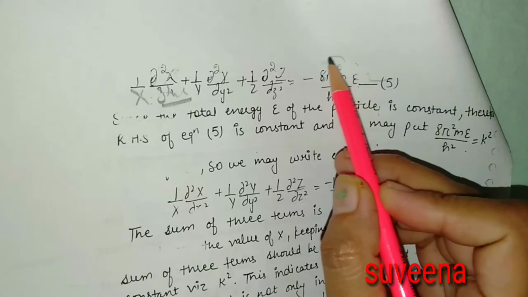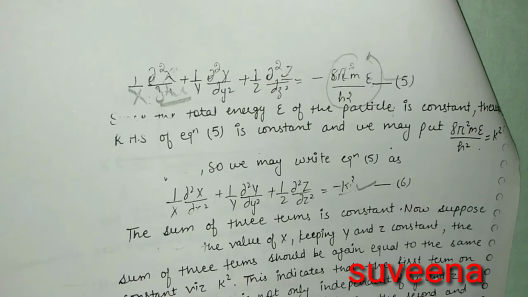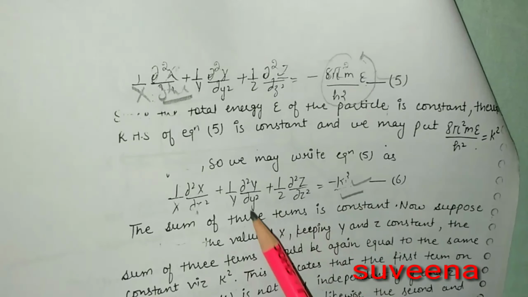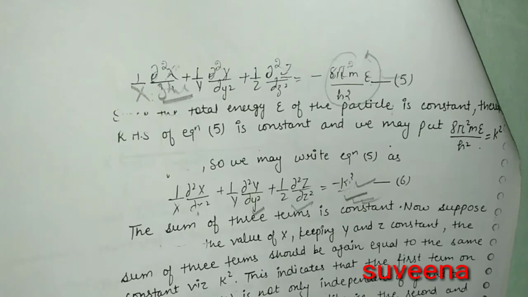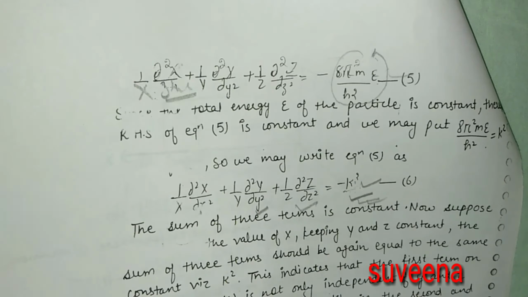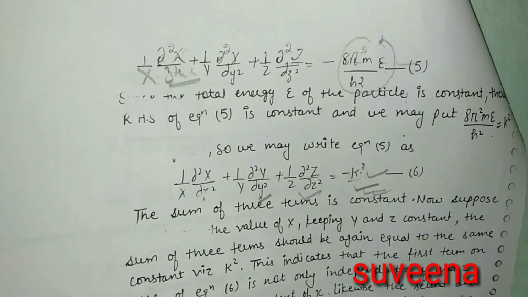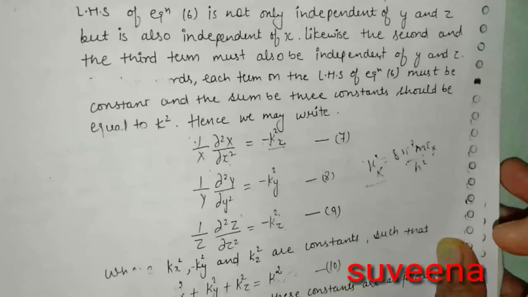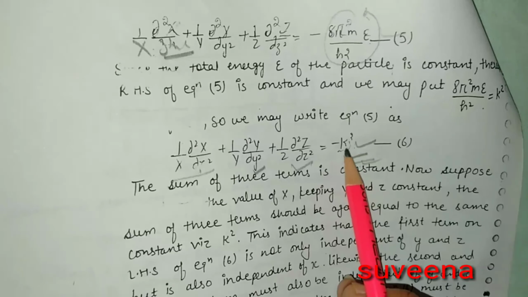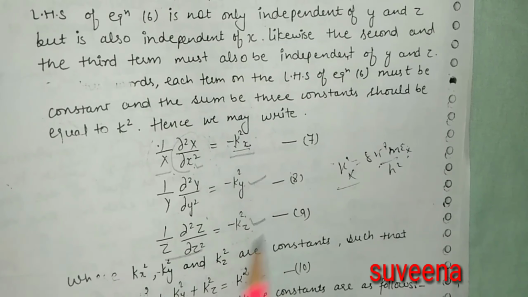So we can write this equation again, with the value equal to a constant, that is k square. So we can simply derive this equation. This term will be equal to this, and this value will be equal to this. Means each term on the left hand side in this equation must be equal to a constant, and the sum of the three constants should be equal to k squared. That will be 1 upon X, d square X upon d x square is equal to, for the x axis we will write here kx square, for the y axis minus ky square, and for the z axis kz square.